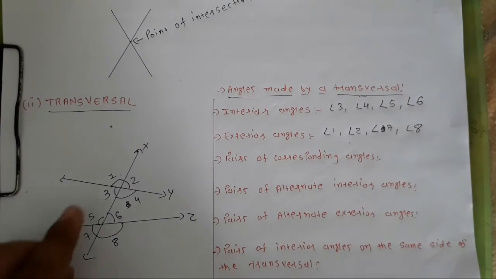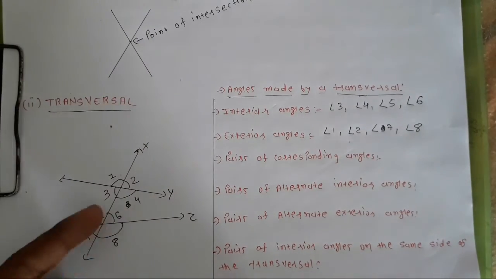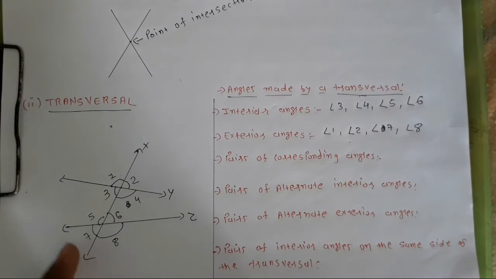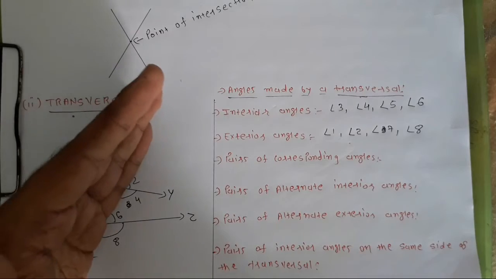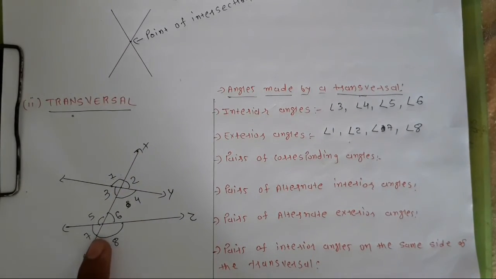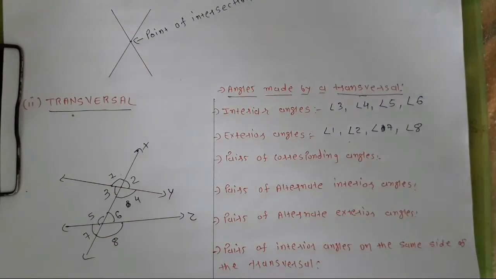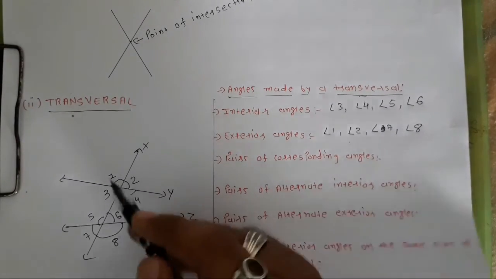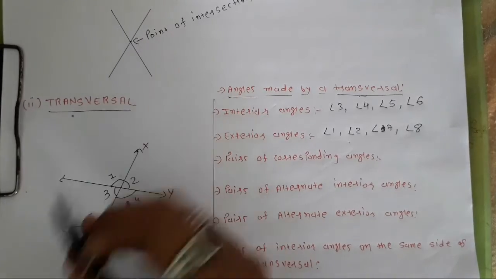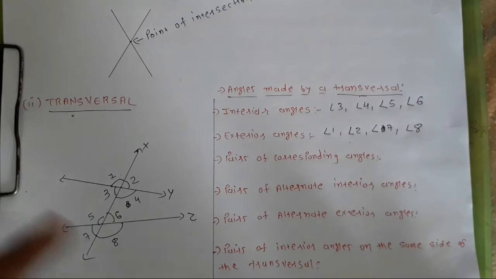Similarly, angle 3, which is interior, is on the same side and in the same position as angle 7. Similarly, angle 4 is on the right hand side, and angle 8 is the corresponding angle, on the same side and in the same position. So corresponding angles are angles on the same side and in the same position. For example, the corresponding angle to this one is angle 5, because both are on the same side and in the same position.